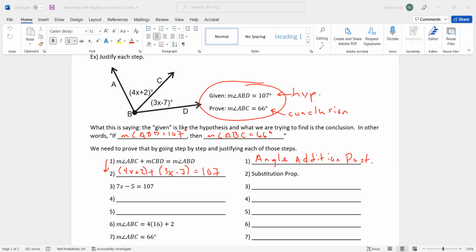From 2 to 3, how do I go from 4x plus 2 plus 3x minus 7 equals 107 to 7x minus 5 equals 107? Well, I put 4x and 3x together to make 7x, and I put positive 2 and negative 7 together and made negative 5. So here's what a lot of people are going to say. They're going to say the addition property. That would be wrong, because the addition property says I'm adding something to both sides. I didn't do anything to the right-hand side. It's not the addition property. This is called simplifying, or simplify.